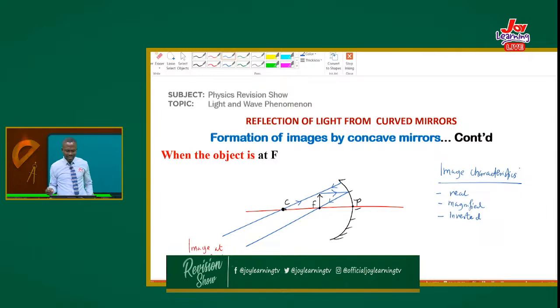Then, the next thing is that this object will now move between F and the pole. And this is a unique diagram that, if you are asked to draw in the exam, you should recollect with ease. In all the diagrams, the images are real. They are inverted. They are formed in front of the mirror. But in this case, something very, very interesting happens. Let's look at it.